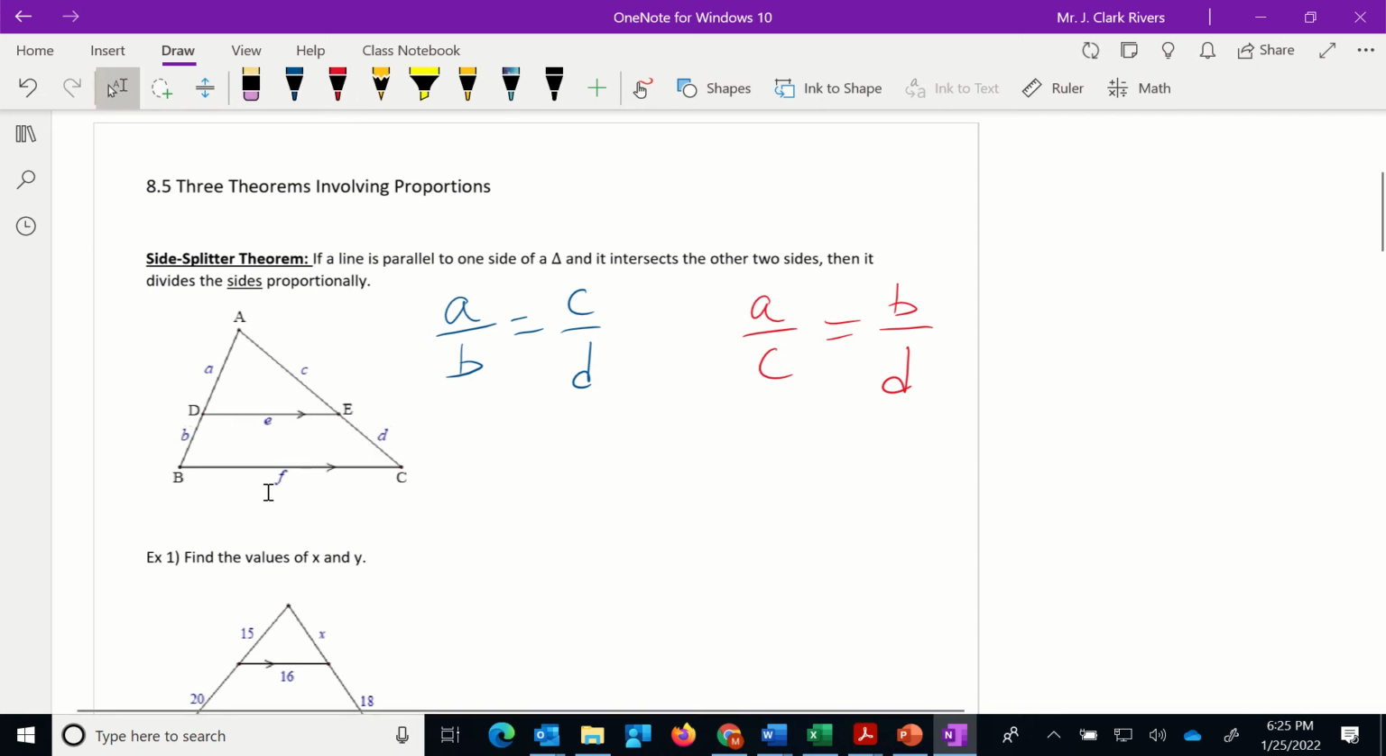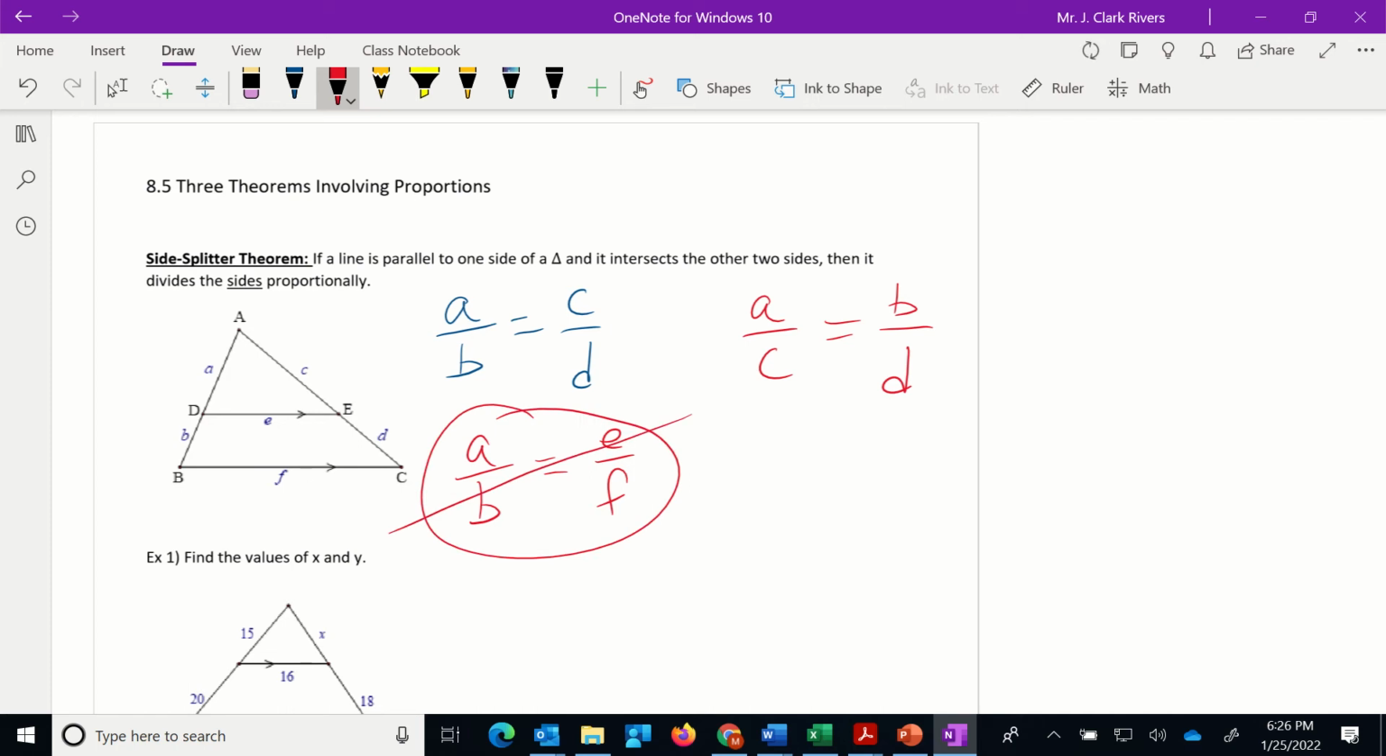This does not work with E and F. Be very careful here. A lot of people will say, okay, well, if I'm going to solve for E and F, they'll say A over B, that's like top over bottom, is equal to E over F. Now think about why that might not work, right? Why does this not work? Well, A is the entire side of AD, so that's good. But B, this is not the entire side AB. So A is the whole side, but B is a partial side. And then E is the whole side, but then F is also the whole side.